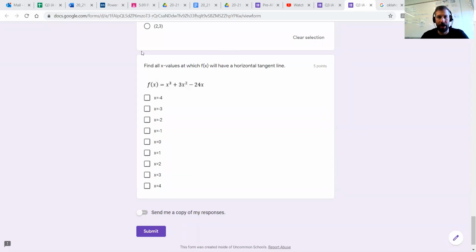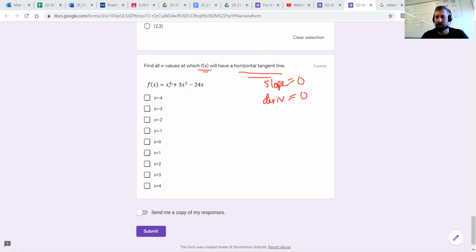Lastly, we're going to find all x values for which f of x's function below will have a horizontal tangent line. Well, we talked about that in the graphical analysis. A horizontal tangent line is when the slope is equal to 0. Remember that the slope is found from our derivative, when the derivative is equal to 0. Those are the line of steps I would take in my head.